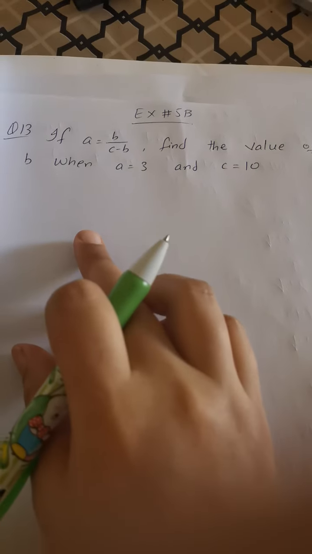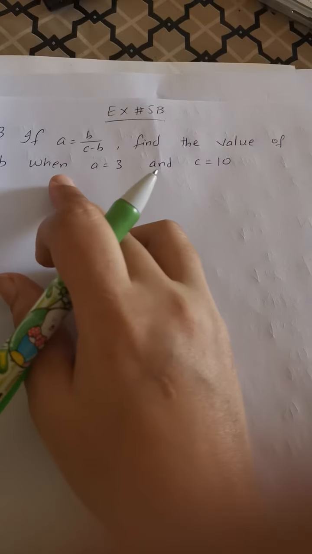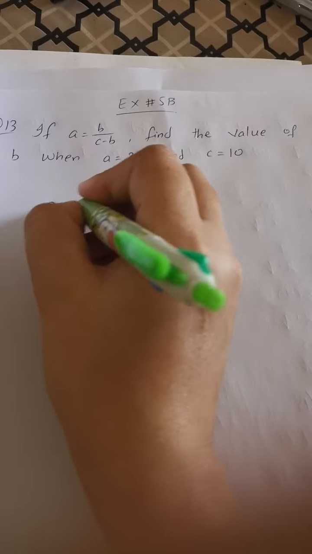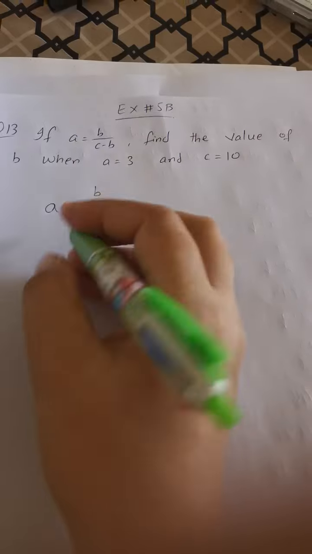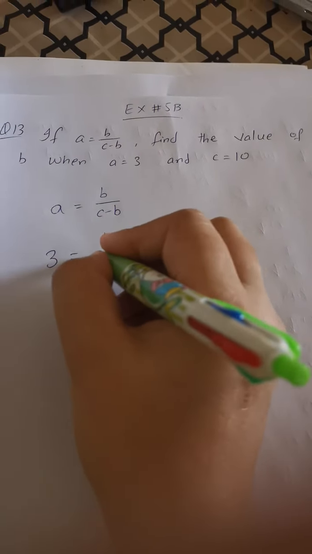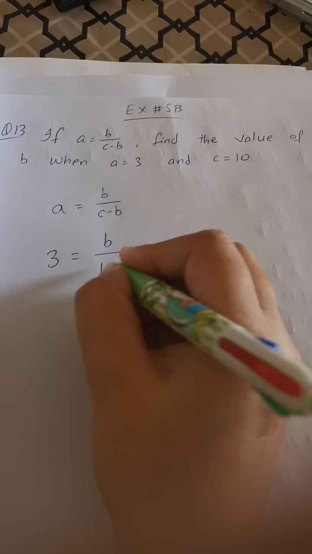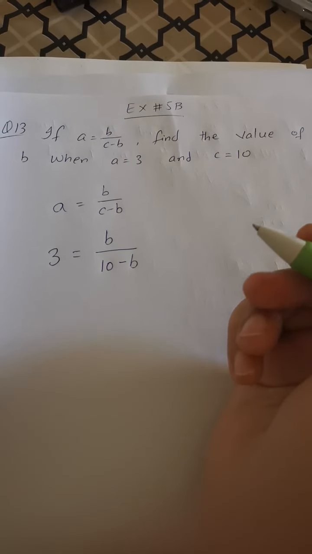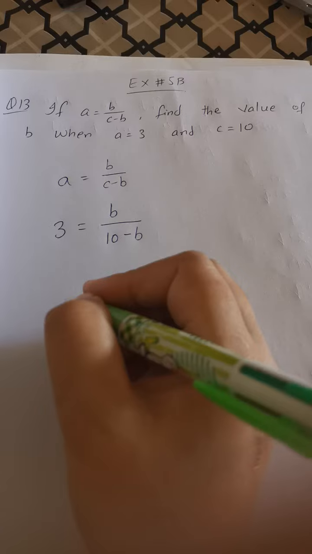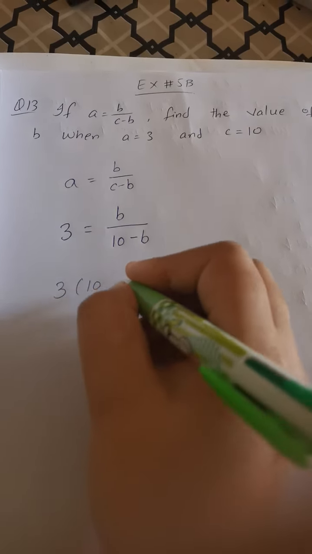Question number 13. If a is equal to b over c minus b, find the value of b when a is equal to 3 and c is equal to 10. So let's start. A is equal to b over c minus b. Find the value of b. A they give us 3, b we don't know, c they give us 10 and b we don't know. Okay, this divide here, on other side it will multiply. We will take this on the other side.